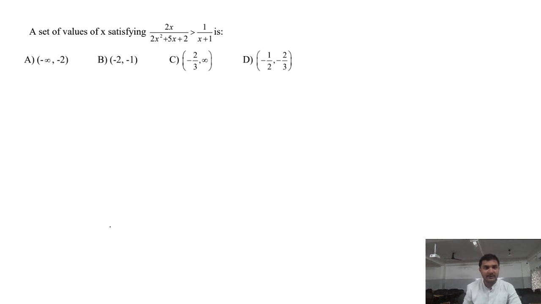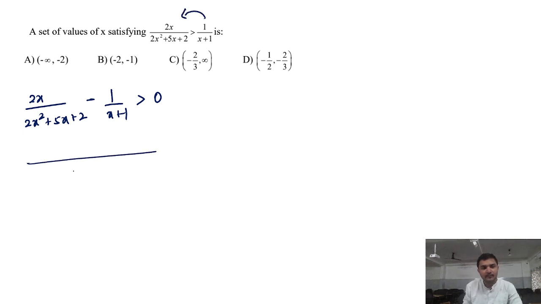So in that case, what will be the best suited method for this type of question? Let's see. Addition and subtraction make no difference to the inequality orientation. So I will subtract 1 by x plus 1 from each side. On the left side we will have minus 1 by x plus 1, and on the right side we will get 0. Now taking the LCM, what will I get? 2x square plus 5x plus 2 into x plus 1.